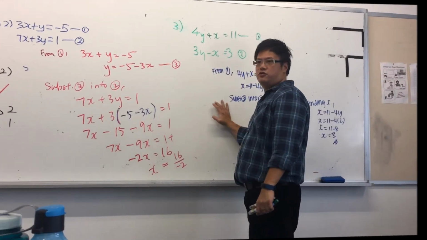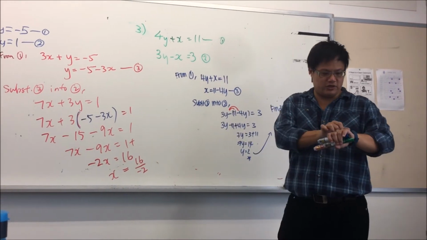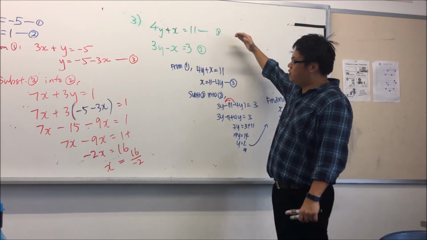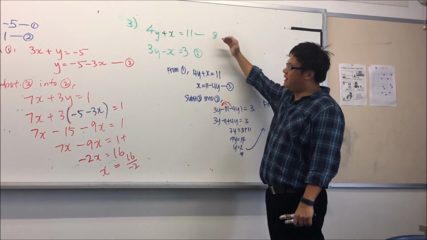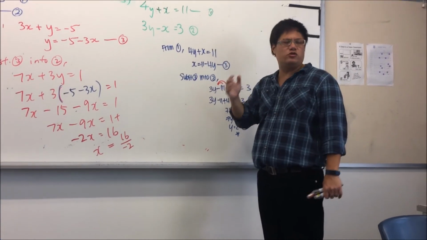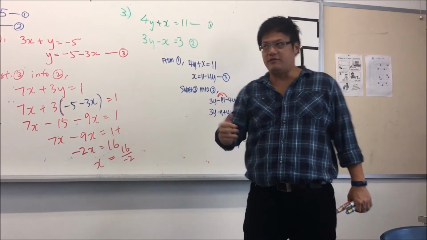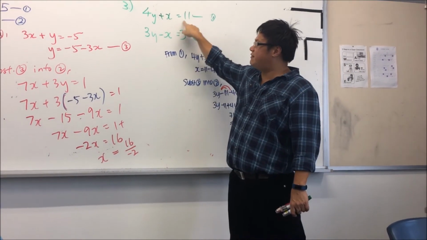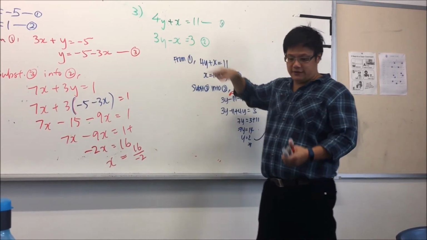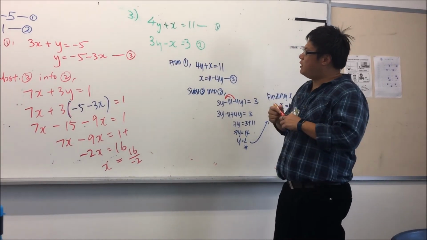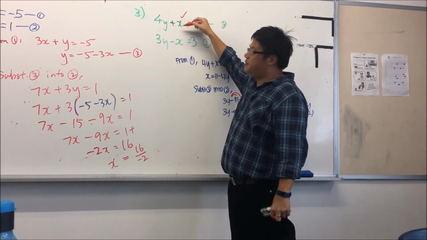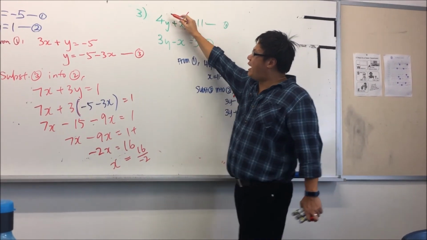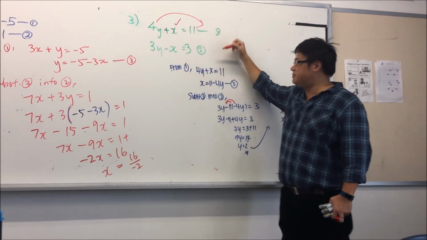Over here, let's take a look at question 3. This is the last question that I want you to try. Your homework, you have to get this. How to create simultaneous equation, and how to solve simultaneous equation using substitution method. So Gaia did this. Take a look. 4y plus x equals to 11. 3y minus x equals to 3. So to solve this, Gaia chose variable x from equation 1. Get rid of the 4y, 4y bringing to the right becomes minus 4y.